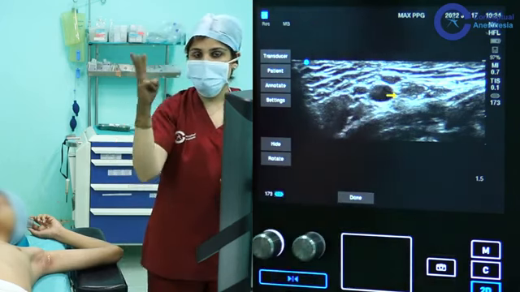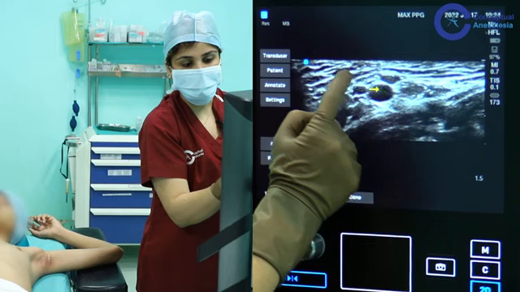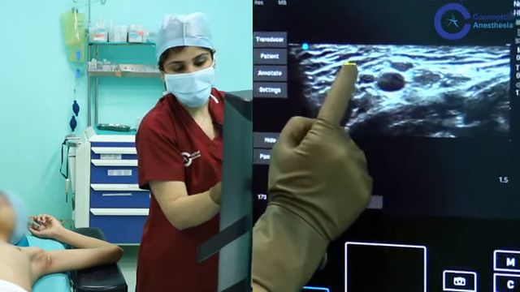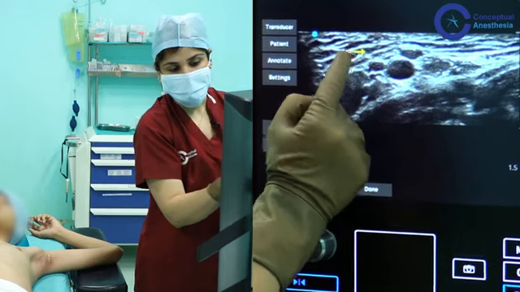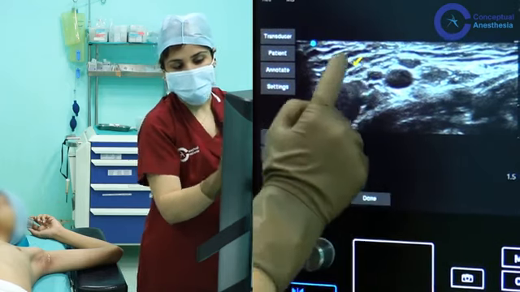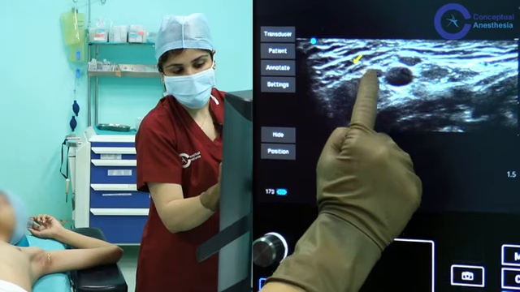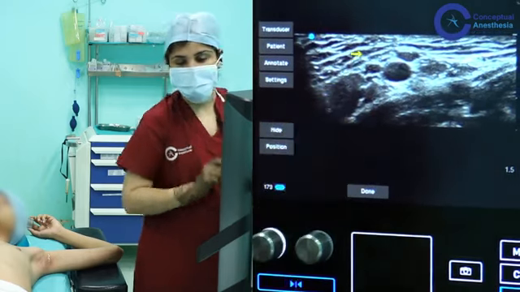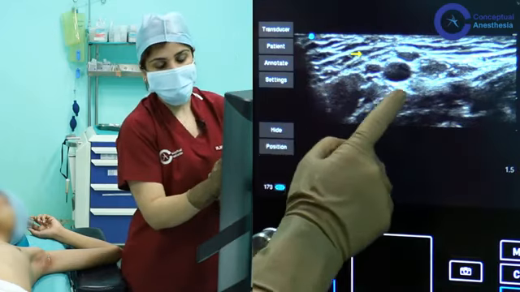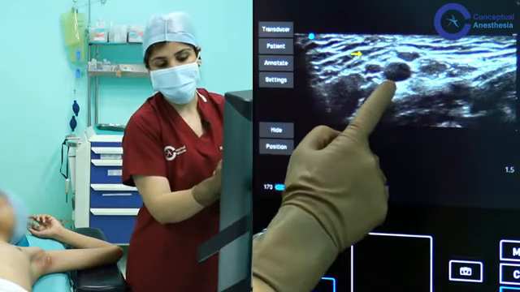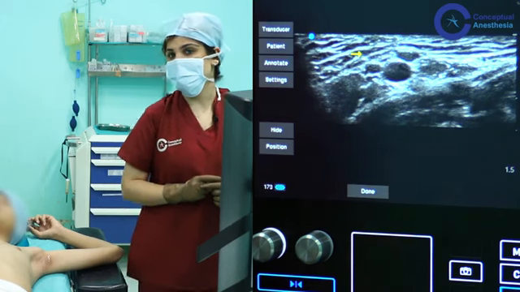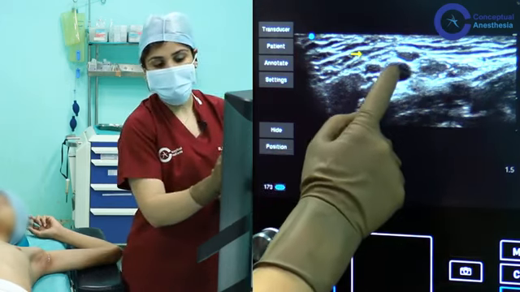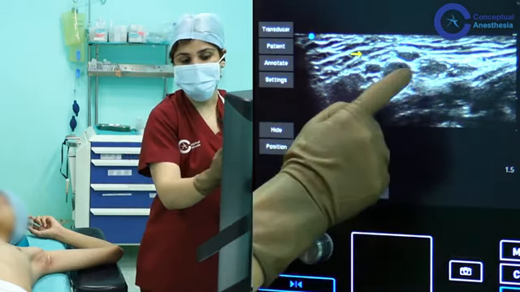3 injections will be given in this case. For median nerve, I will give an injection of about 5 ml of local anesthetic at 10 o'clock position. For the radial nerve, I will give about 5 ml of local anesthetic here at the 6 o'clock position, and for the ulnar nerve, I will give 5 ml between the axillary artery and the axillary vein, somewhere here.